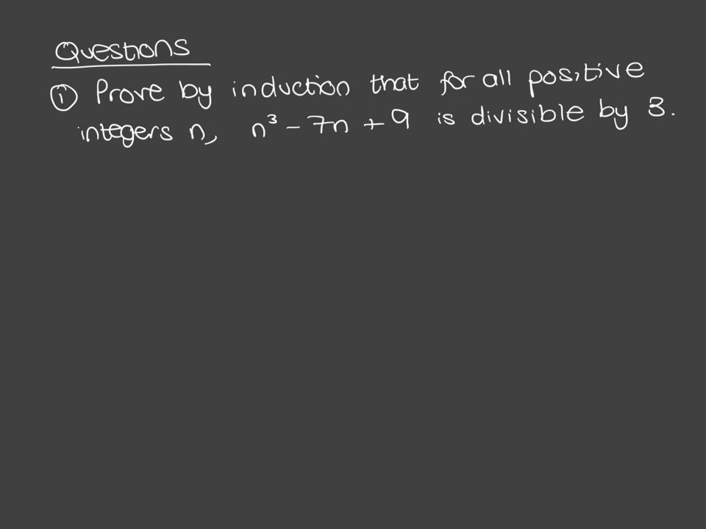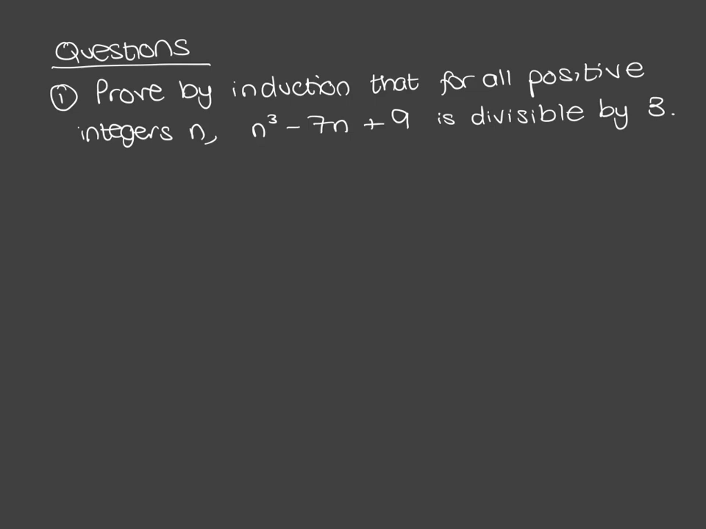Okay, for this question then, you're asked to prove by induction that for all positive integers n, n cubed minus 7n plus 9 is divisible by 3. So what I'd like you to do is copy this down, then pause the video and have a go yourself. And then when you think you've had a go, resume the video and just check that what you've done agrees with the final answer.